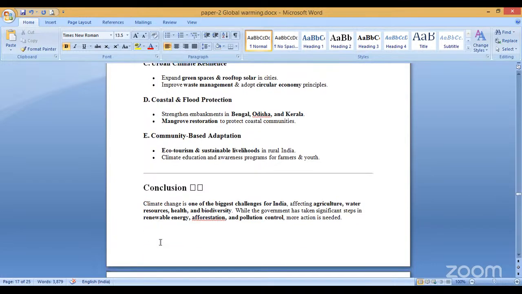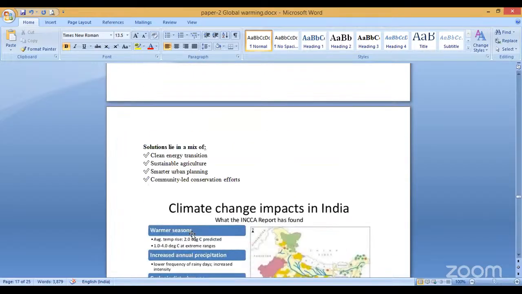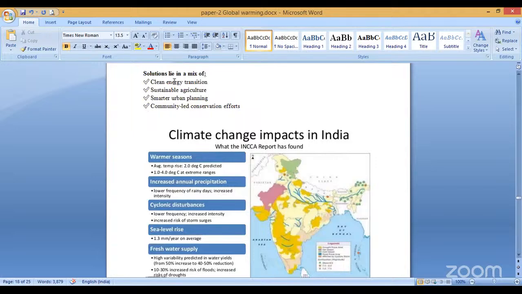Then coming to the conclusion of this chapter, climate change is one of the biggest challenges for India, affecting agriculture, water resources, health, and biodiversity. While the government has taken significant steps in renewable energy, afforestation, and pollution control, more action is needed. More actions and more effort are needed to control all the emissions. Solutions lie in a mix of clean energy transition, sustainable agriculture, smarter urban planning, community-led conservation efforts and all.